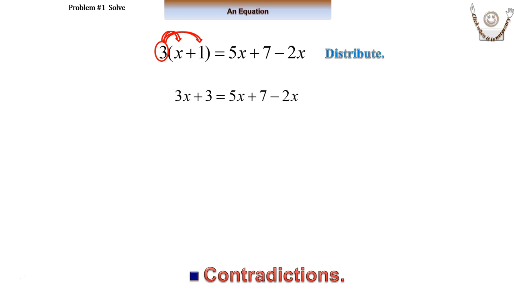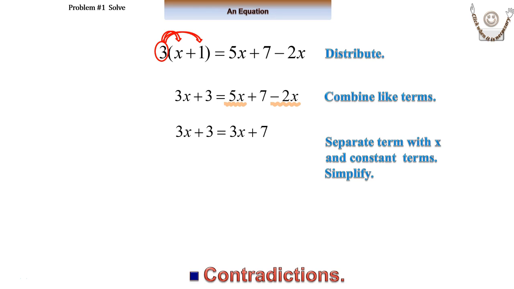Now let's identify like terms and combine them. So positive 5x and negative 2x together, it will be positive 3x. Now we have positive 3x and positive 3 equal positive 3x and positive 7. We have to separate terms with x and constant terms and then simplify. Let's move positive 3x from the right to the left and positive 3 to the right.